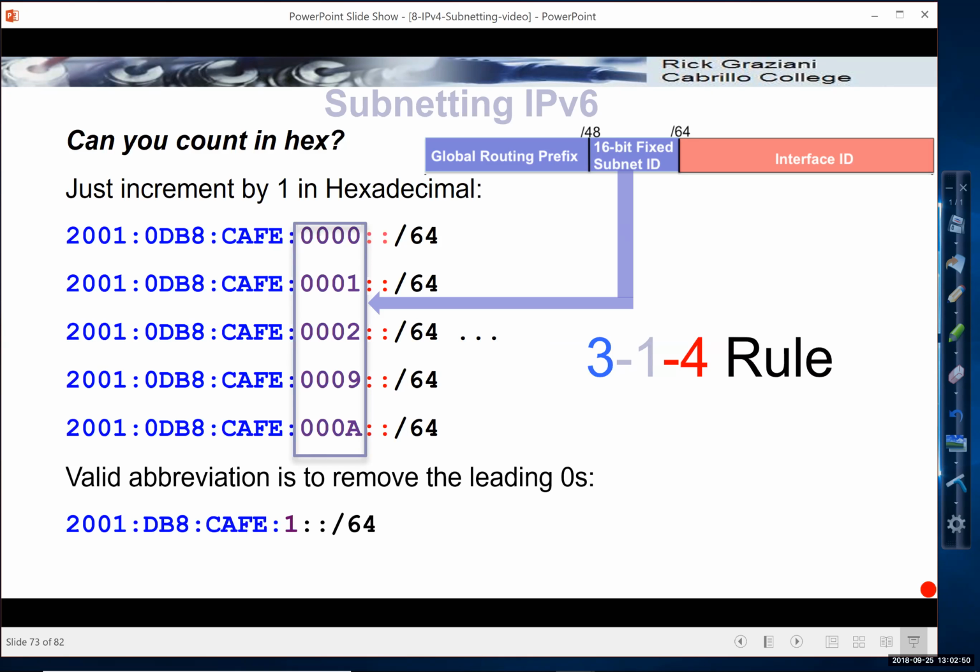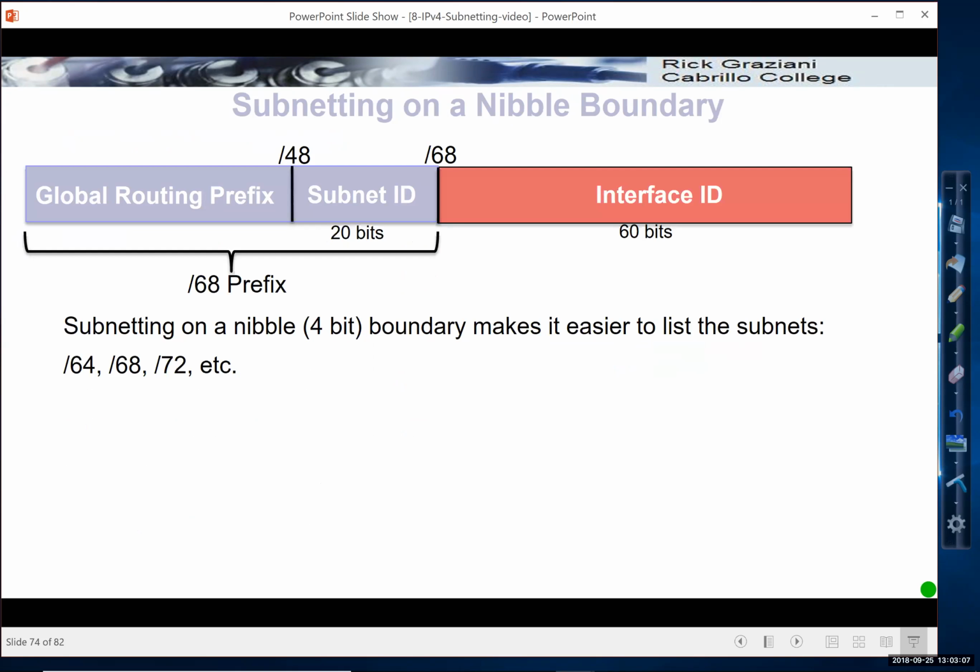We don't have to worry about conserving address space like we do in IPv4. And subnetting is not an afterthought like it is in IPv4. Subnetting was planned into the IPv6 address.